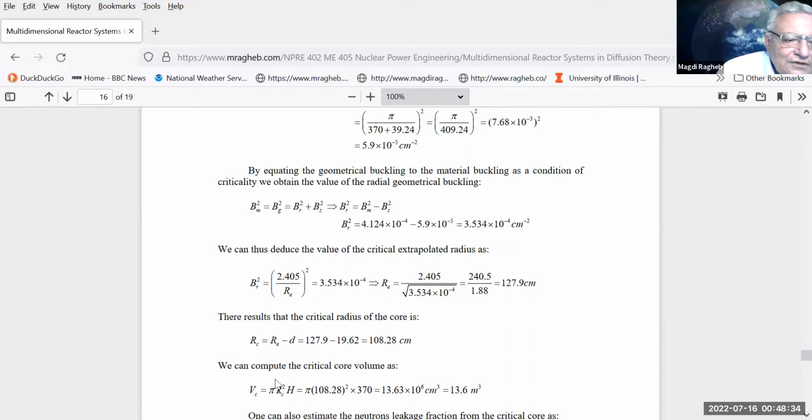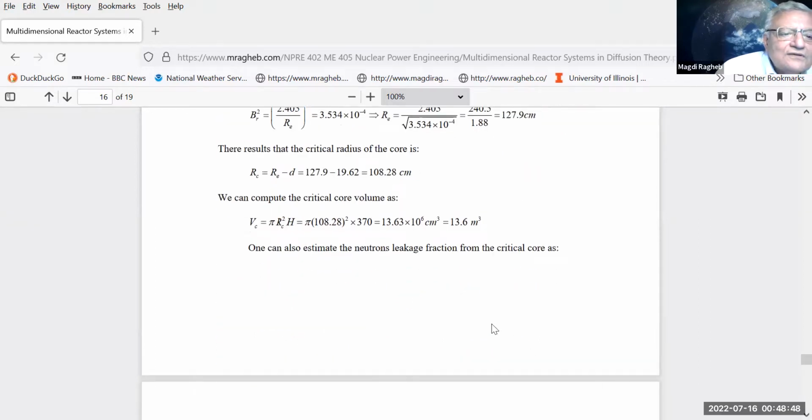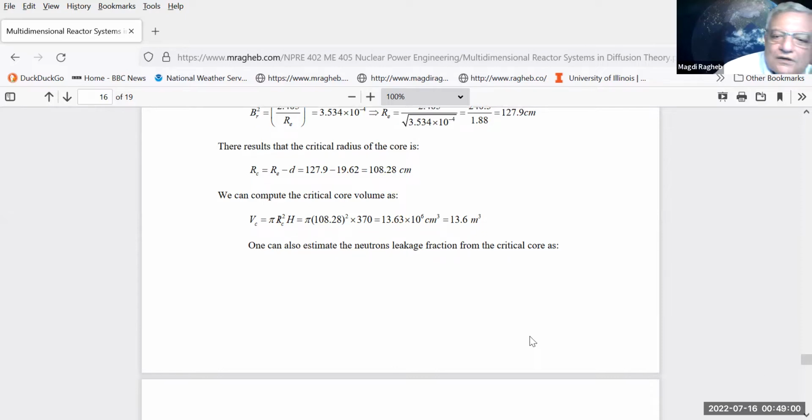You subtract from it the extrapolation distance, and it gives you 108 centimeters for a typical pressurized water reactor. You can calculate the critical volume. Now, it's not the volume of a sphere, remember that. It's the area of the base, pi r squared, multiplied by the height. So that's 13.6 cubic meters for the reactor. And that is the critical volume. If you know the average density, you can calculate even the mass for the reactor core. This is really typical dimensions of an actual pressurized water reactor.